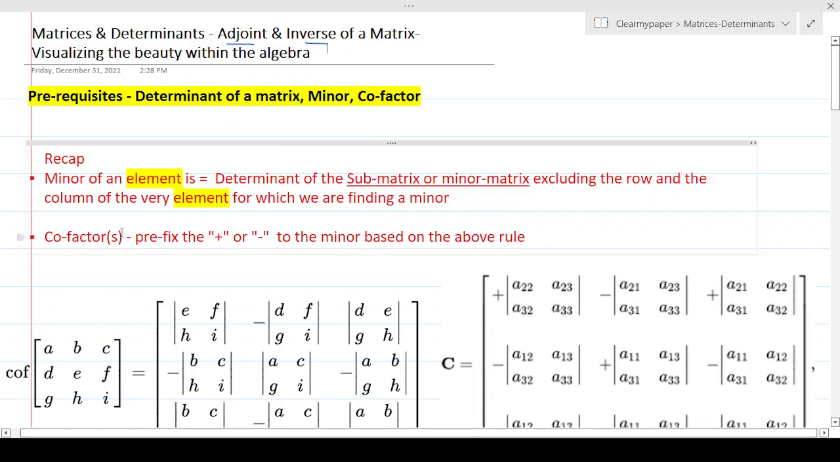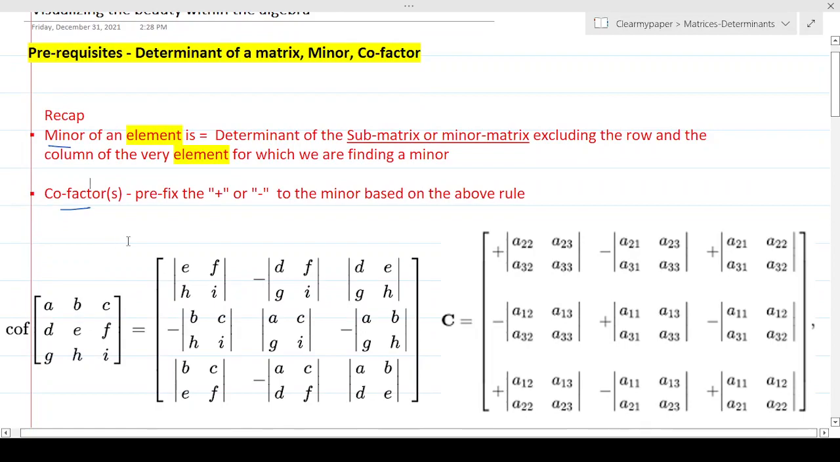As a quick recap, in my last few videos we discussed elaborately two other concepts: the minor of an element of a matrix and also cofactors. Whenever we compute the determinant of a 3 by 3 matrix, we take each element and determine the minor, or the submatrix, of that and multiply by that.